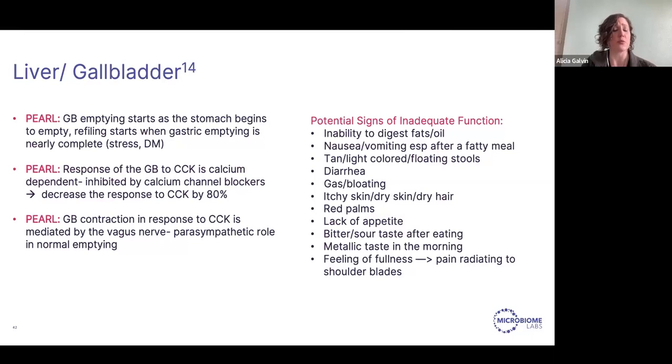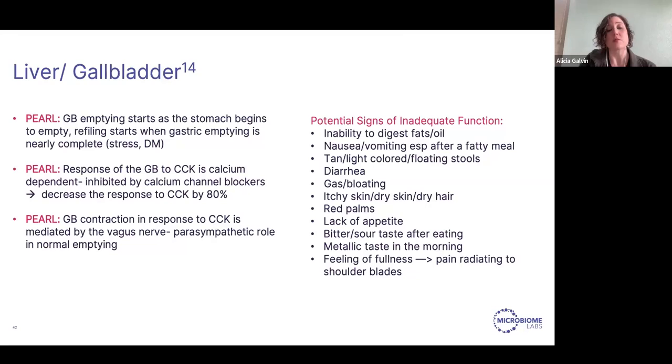The other thing is that the response of the gallbladder to CCK to release that bile is calcium dependent. So what if someone's on calcium channel blockers like Norvasc? That can potentially decrease CCK response by 80%. So maybe their gallbladder dysfunction is related to some sort of calcium imbalance that they have.